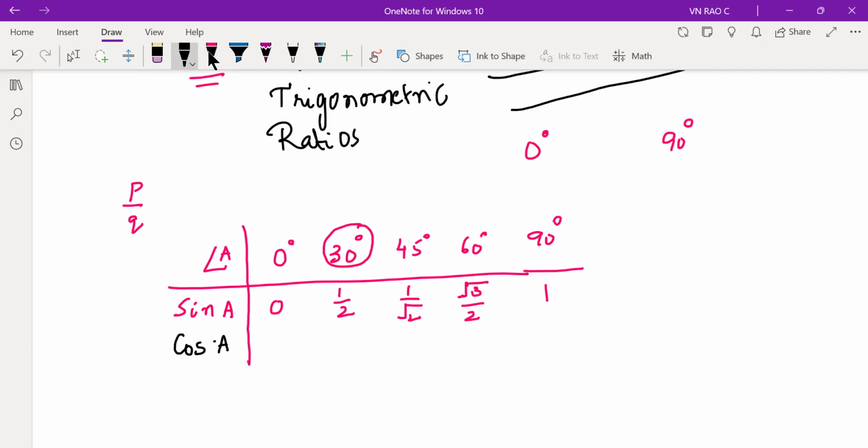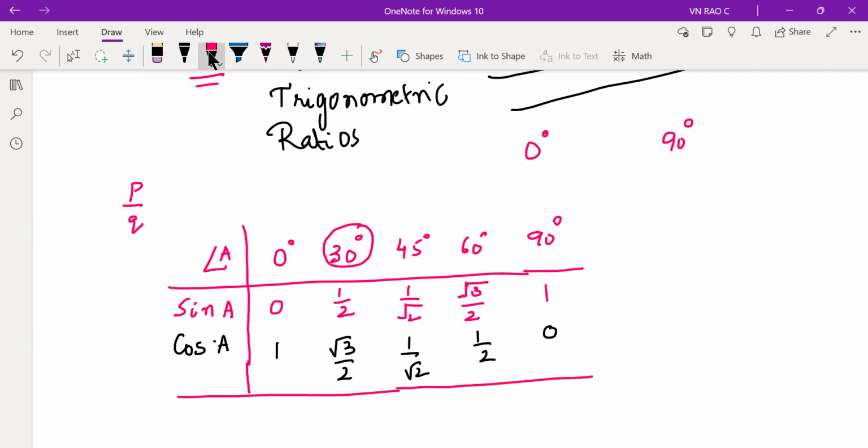Cos is just the reverse of these sine values. Since sine 0 is 0, cos 0 is 1. Then this is root 3 by 2, and this is 1 by root 2 as it is, and this is 1 by 2, and this is 0. So this is the overall picture of the two basic trigonometric ratios, sine and cos.